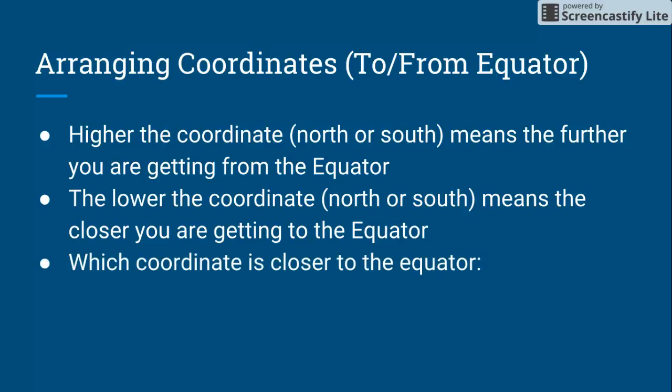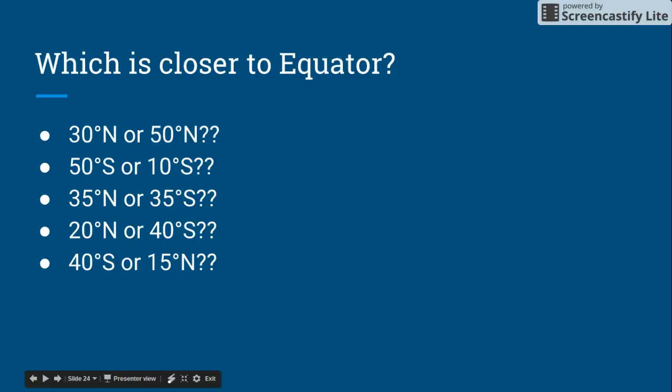So based on that information, which one is closer to the equator? Well, it says the higher the coordinate means the further you're getting away from the equator. So that means the bigger the number, the further away it is. So in other words, the smaller the number, the closer you're getting. So here, which coordinate is closer to the equator? 10 degrees north or 40 degrees north? Well, the smaller number is going to be closer to the equator, so that should be 10 degrees north. That's the closer one to the equator.